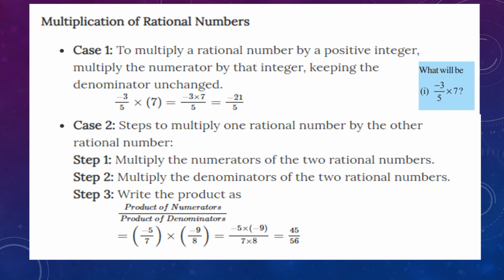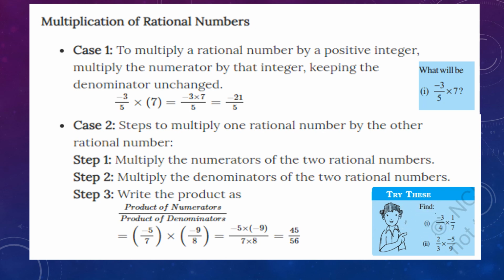Multiplication of rational numbers is easier than addition. We don't need to take the LCM. We don't need to keep the same denominator like that, isn't it? You can easily multiply the numerators together and denominators together. You can try this given question also.